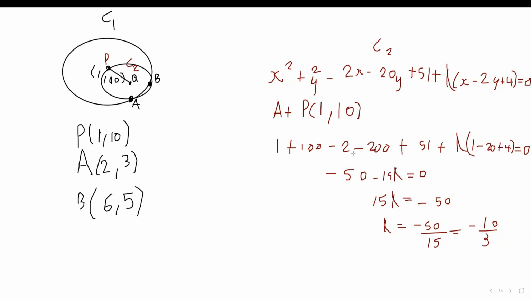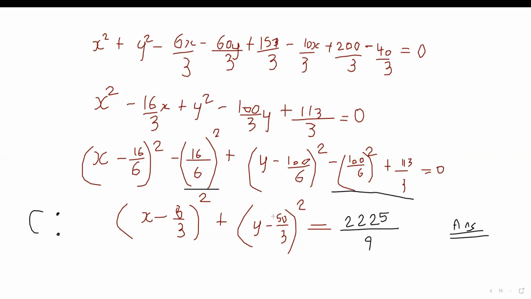Yes, sir. But we already know Q now. From this right here, we know Q. Q is 8 over 3, 50 over 3. So write down the coordinates: we know that P is (1, 10), and we know that Q is the point (8/3, 50/3). So by finding the circle in its standard form, it makes it easier to find PQ.